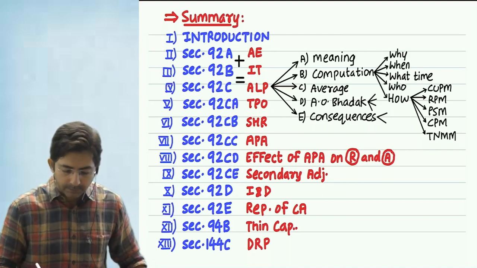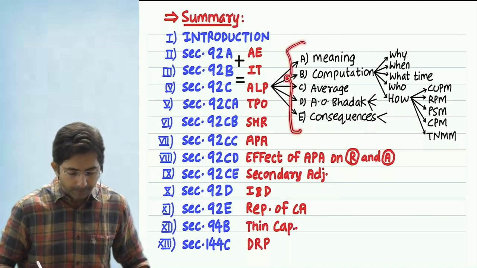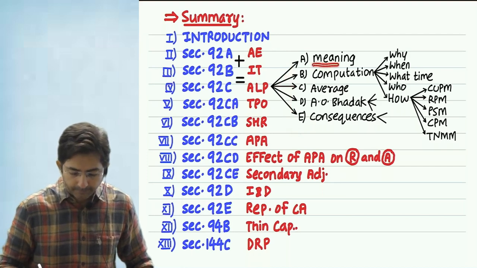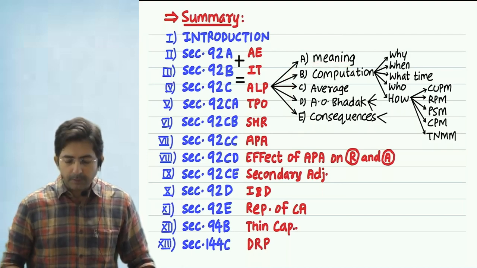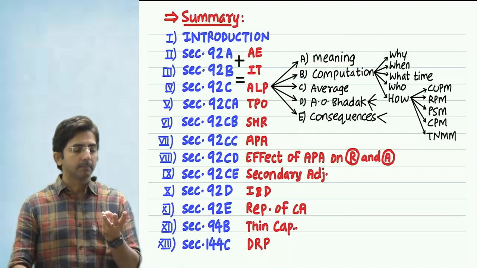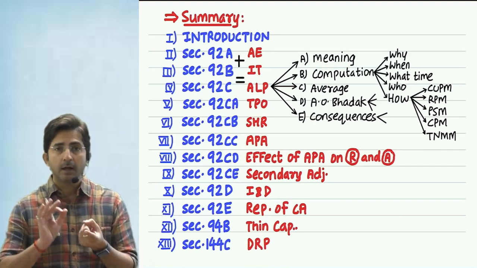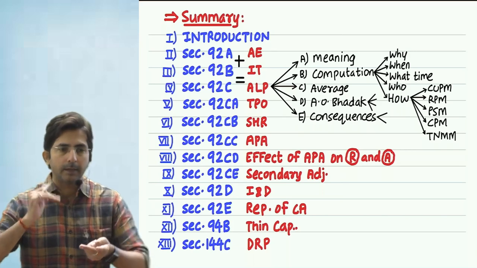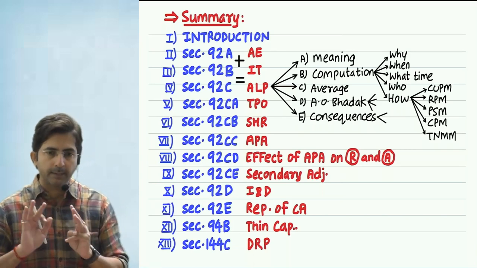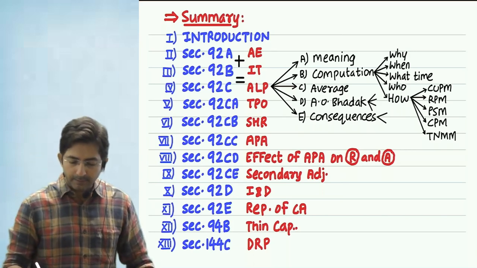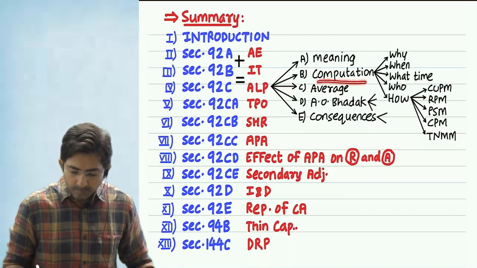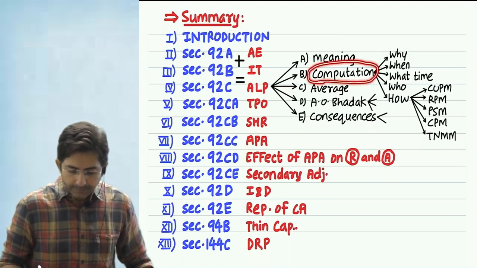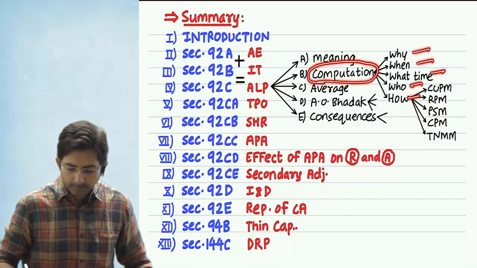Arm's length price, again this theory is in 5 parts. First part is meaning. In meaning I had given 3 sentences. It is a price charged in an uncontrolled transaction. It is a price charged to unrelated parties, and it is a true, fair and genuine price. And then part B is computation, and in computation I had created 5 questions like this.